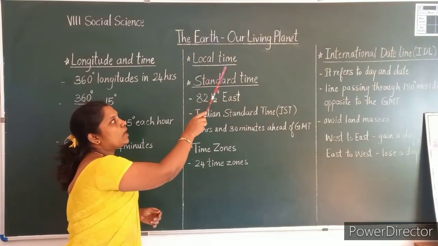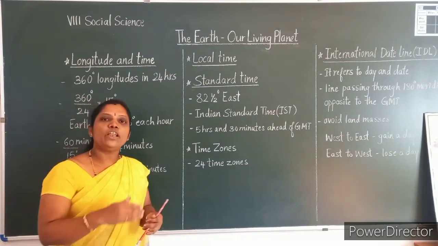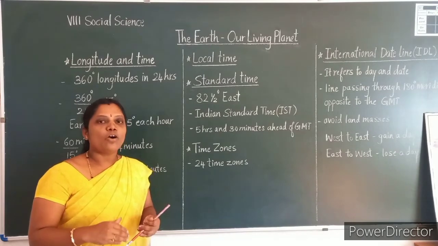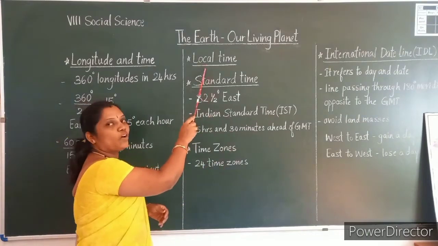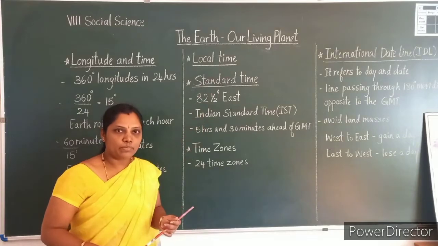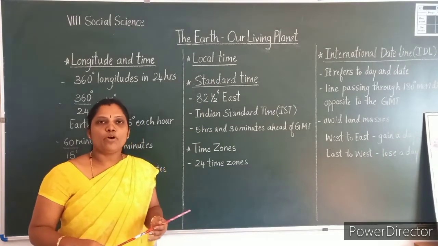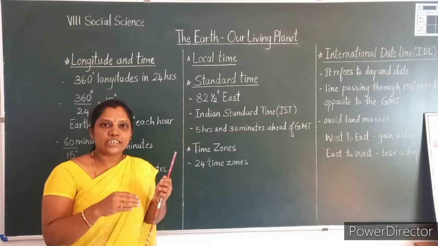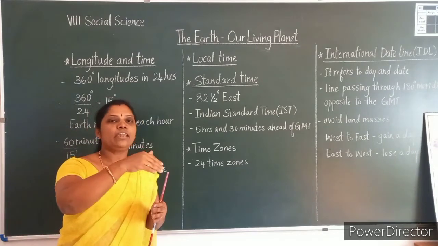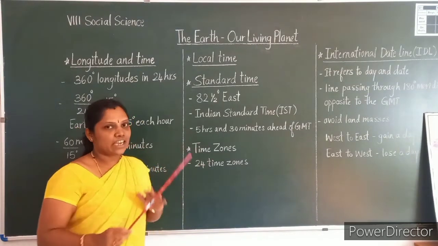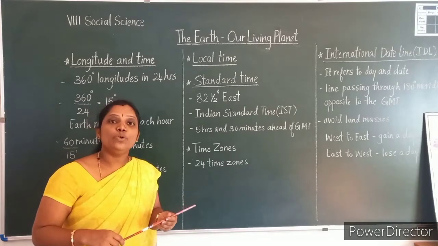Okay. Next, local time. Local time is the time according to the longitude of a place, or according to the position of the sun at that place. That means the local time refers to the time of a particular place. That is the time when the midday sun is directly overhead. That is 12 noon.